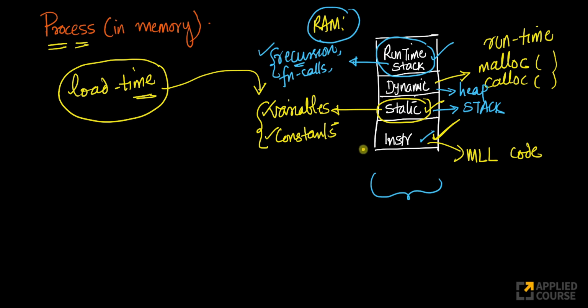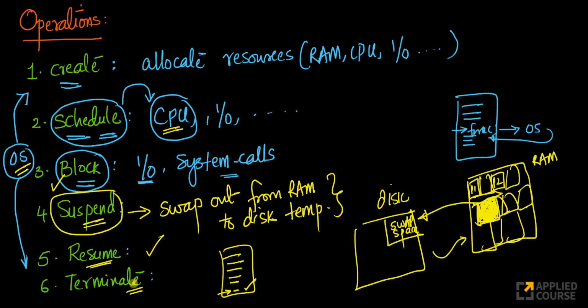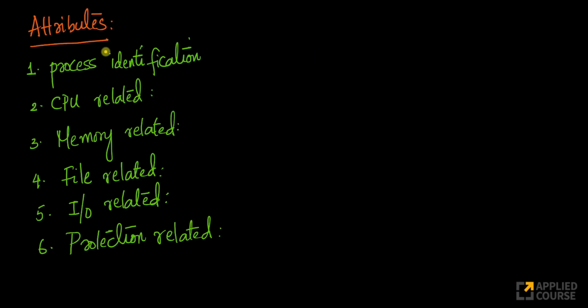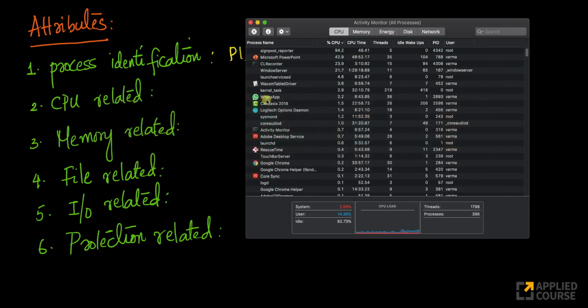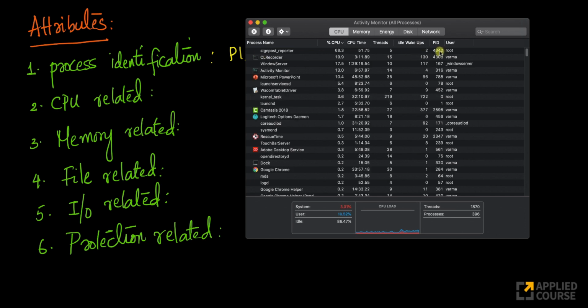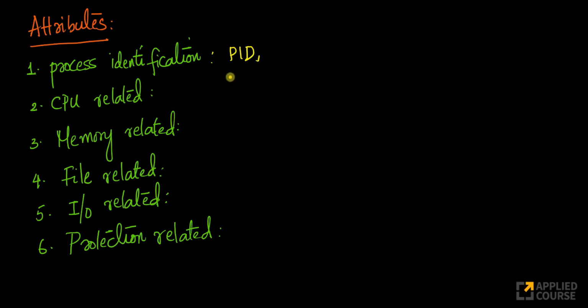All the resources and everything that was initially assigned to the process will be deallocated at the time of termination. Okay, very simple. Again, there are multiple attributes associated with a process. For example, we talked about process identification, like PID. Let's go back to the Activity Monitor on my Mac. Look at this. Every process has a PID assigned to it. There is a process ID, which is a unique ID.